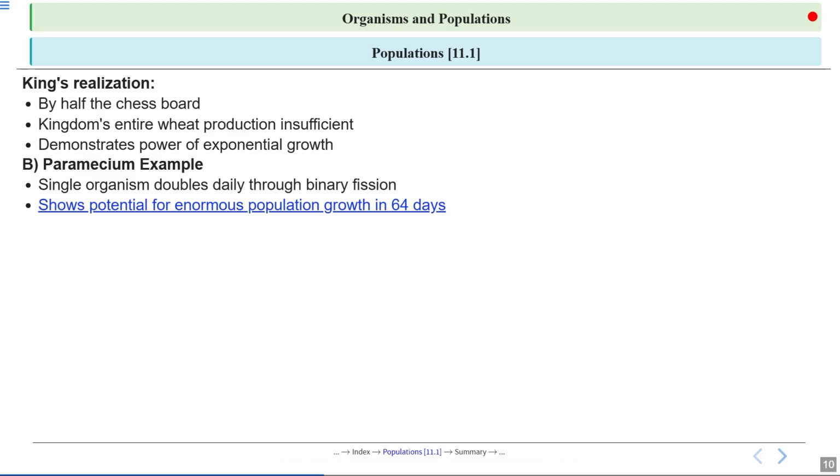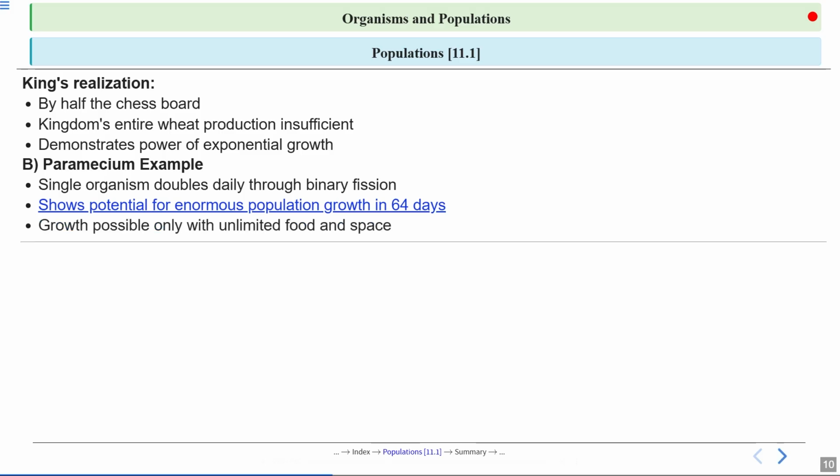Okay, clear. So in just 64 days, a single paramecium can lead to an enormous population. So this example underscores the potential for rapid growth when conditions are favorable. Now, this rapid growth is only possible with unlimited food. When unlimited food and space are available, there is no competition.